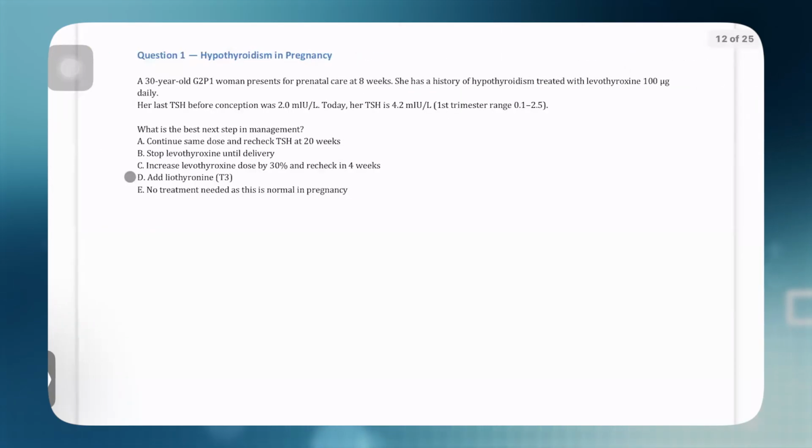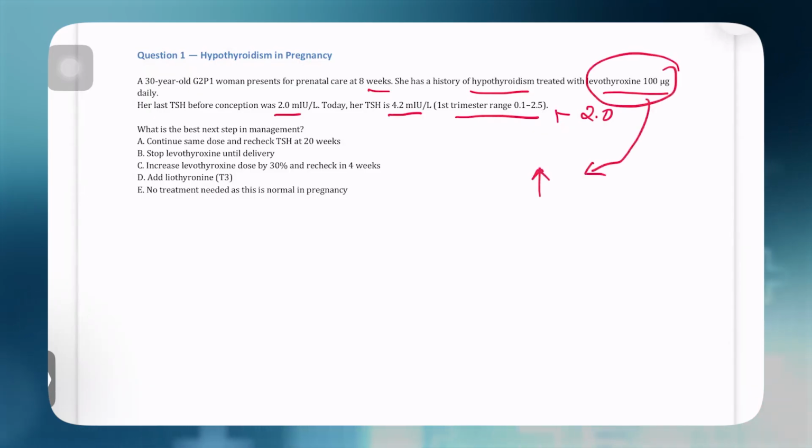A 30-year-old second gravida woman presents for prenatal care at 8 weeks. That is first trimester. She has a history of hypothyroidism, treated with levothyroxine 100 microgram. Her last TSH before conception was 2, but today it is 4.2. So the first trimester range is 0.5 to 2.5, and we need to keep it almost around 2. So what will you do? You increase the dose by 30 to 50%. So what is the best next step?